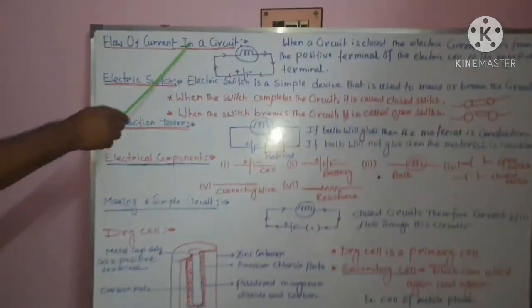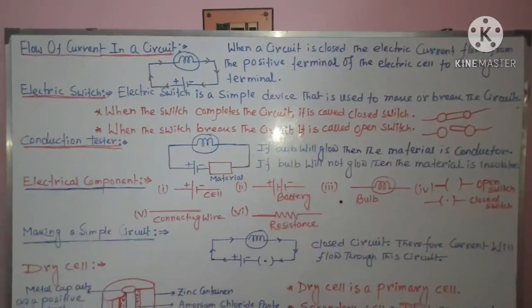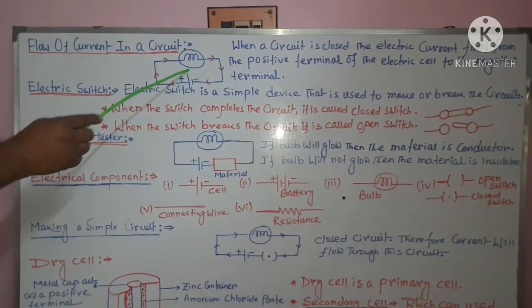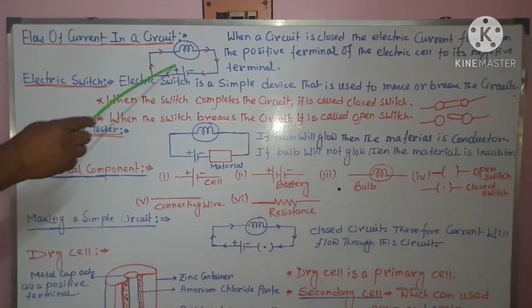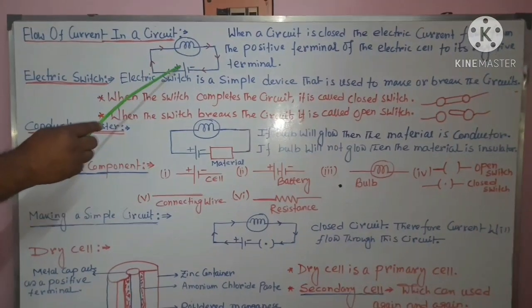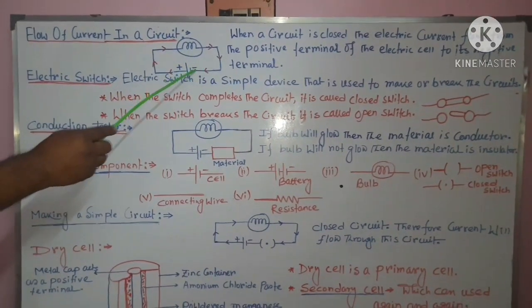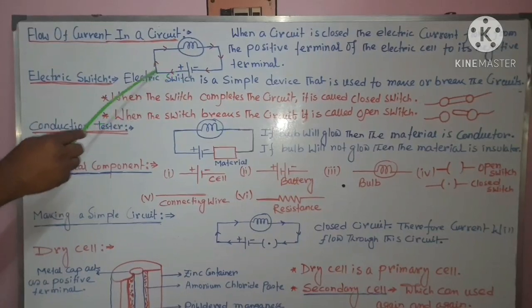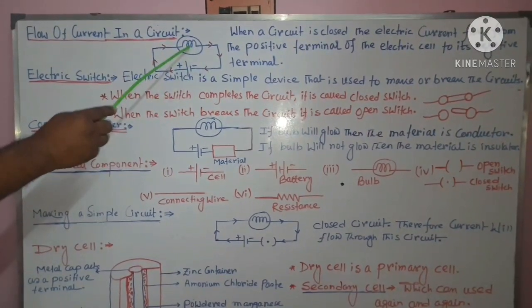Flow of current in a circuit. See the circuit very carefully. This is a closed circuit. This is the positive terminal of the cell. This is the negative terminal. This is the connecting wire and this is the bulb.